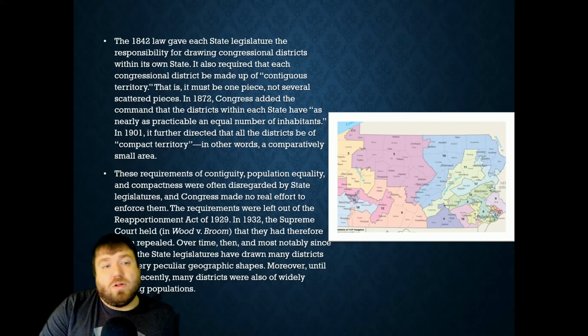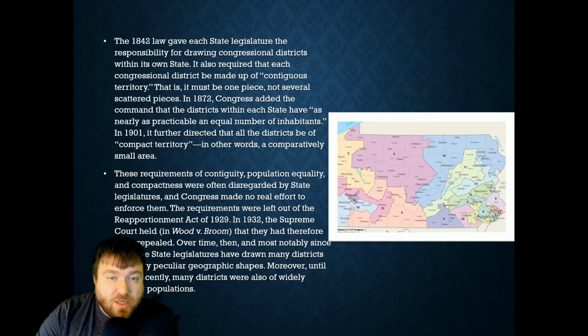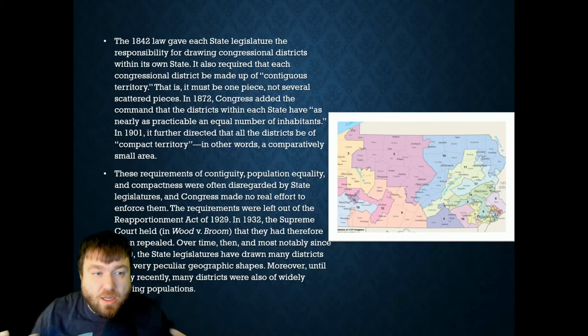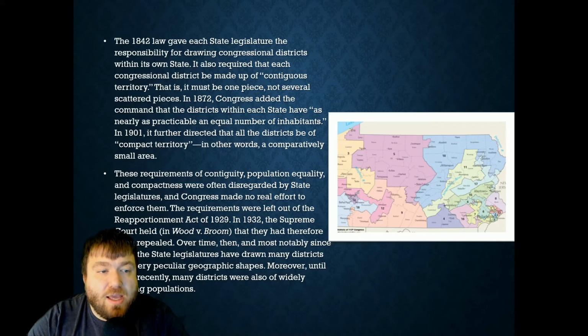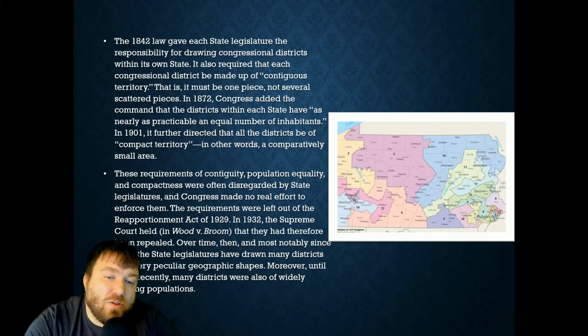The 1842 law gave each state legislature the responsibility for drawing congressional districts within its own state. It also required that each congressional district be made up of contiguous territory. That is, it must be one piece. It has to all be connected, not several scattered pieces. In 1872, Congress added the command that the districts within each state have as nearly as practicable an equal number of inhabitants. In 1901, it further directed that all the districts be of compact territory. In other words, a comparatively small area.